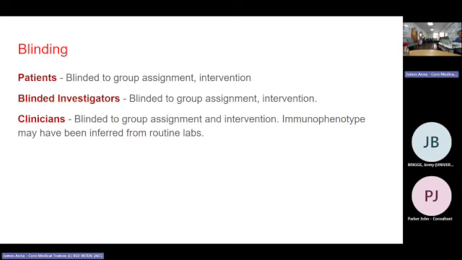And the patients who were in the control group would receive both intravenous and subcutaneous saline. And all these drugs look the same. So all the patients, the investigators and the clinicians were blinded to what intervention was being received. The only thing is, the clinicians with the routine bloods might have been able to tell which immunophenotype the patients fell in, but they still wouldn't be able to tell what intervention or control they received.